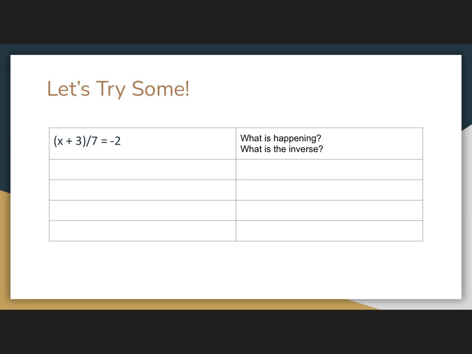So here, what is happening? If I knew the value of x, the first thing I would be doing is adding 3. Then I would be dividing by 7. So again, we start from the back. Dividing by 7, the opposite of that is multiplying by 7. The opposite of plus 3 is minus 3.